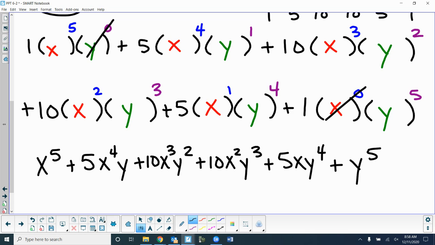Okay? That was an easy one. But when you get a 2 or a 3 in front, then you gotta, like if it was 2x, we'd have to go 10 times 2 squared, which would be 4. So that'd be 40. 5 times 2x, that'd be 10. If there was a 2x there. Okay?